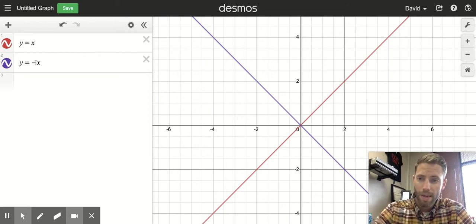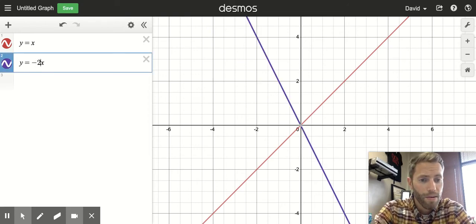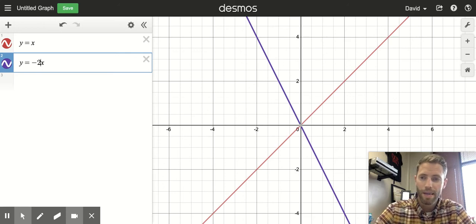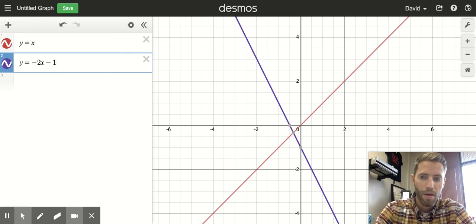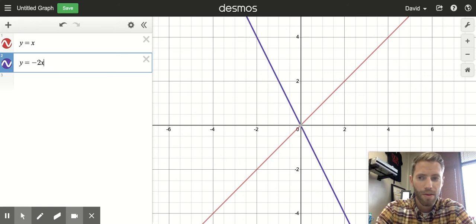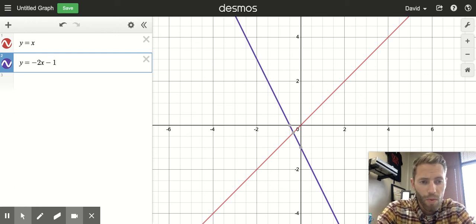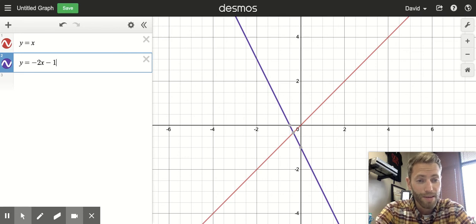Now, what if I said y equals negative 2x? Well, now, not only did it change direction, but it's also steeper, right? It's also steeper going downhill. So that y equals negative 2x, it's going steeply downhill because of the negative 2, right? Well, what if I made it negative 2x minus 1? Well, that just shifted it down 1 unit, right? So here's y equals negative 2x, and then when I add the minus 1, it just shifts it down 1, okay? Do you see how we can change our equation and how that affects the graph.